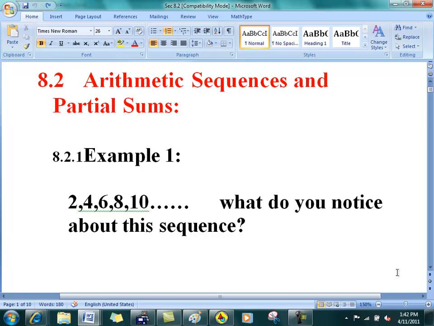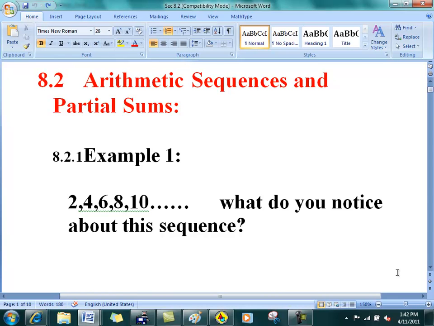Cole, what's the difference between a sequence and a series, Cole? If you can't get it, I'll call on you. Good job. So yeah, a series is a sum of a sequence, okay? A series is a sum of a sequence. So what you see there is really a sequence. And my question to you is, what do you notice there?